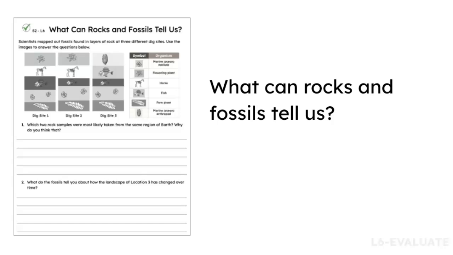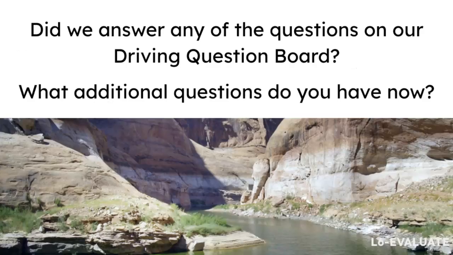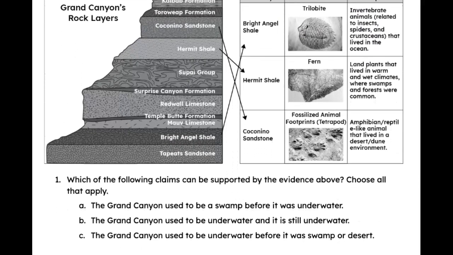For the Evaluate portion, you'll have students complete the What Can Rocks and Fossils Tell Us student journal page. You'll also have students revisit their Public Service Announcement Planner student journal page to add ideas and evidence. To support student sense-making across the unit, orient them back to the driving question board. Ask, did we answer any of the questions on our driving question board? What additional questions do you have now? Have students complete the Section 2 summative assessment.